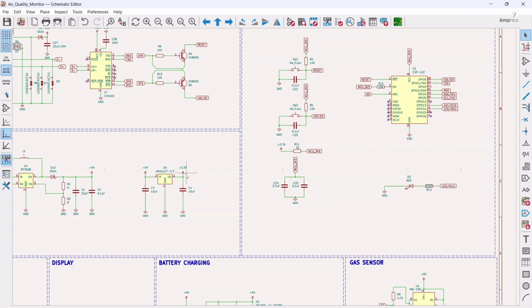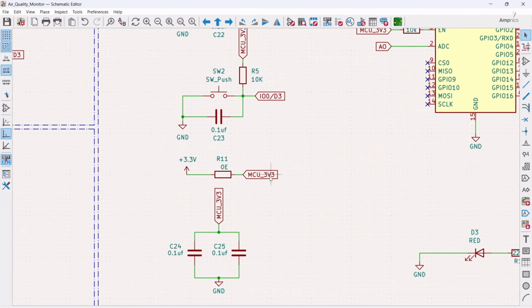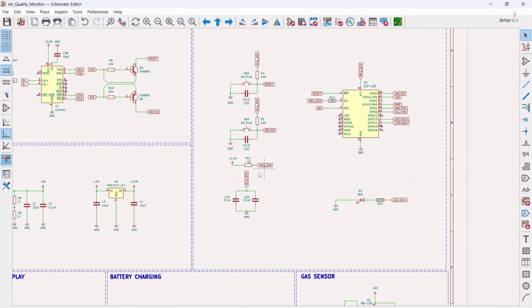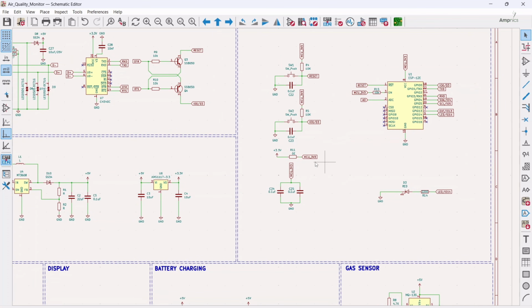Basically what I did here, I connected this 3.3 volt net to another net which is MCU underscore 3.3 volt. So if I remove this resistor, you cannot power the further devices. Okay. So in this way this isolation works.